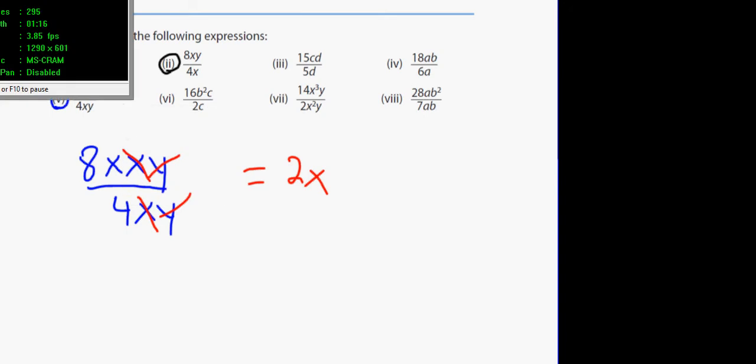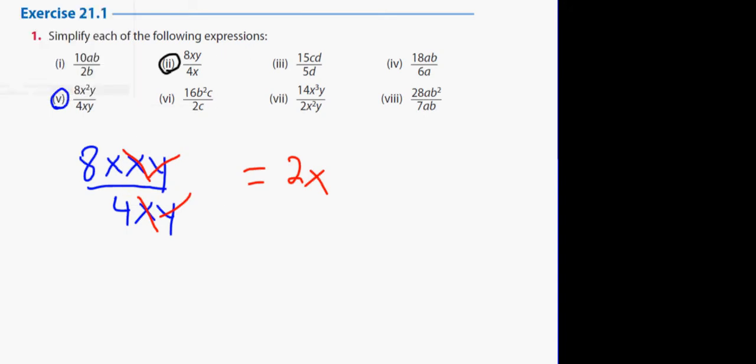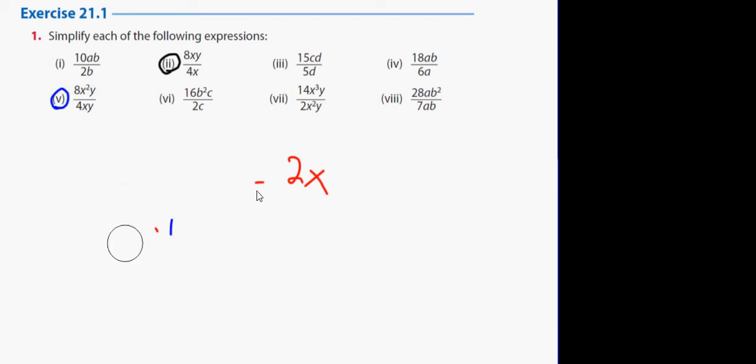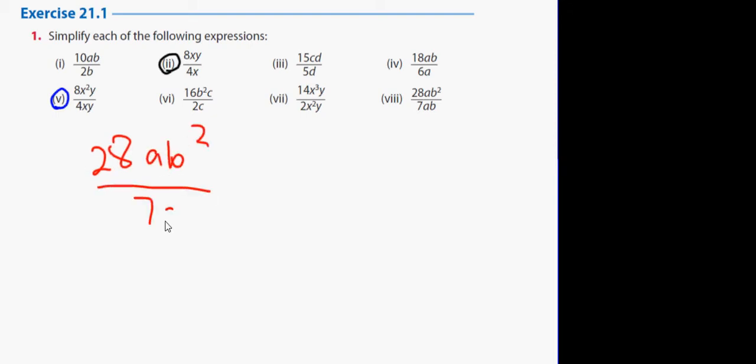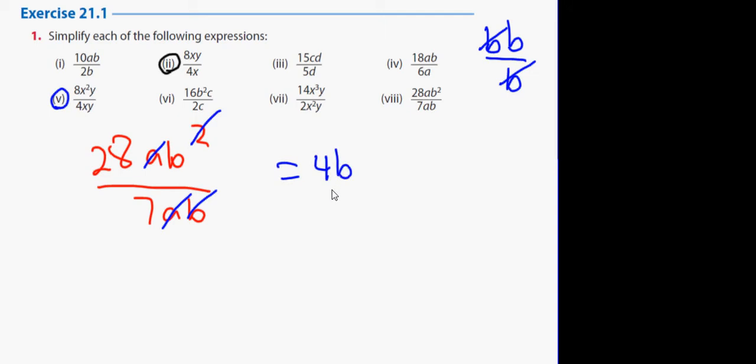Next one here is going to be part 8: 28ab squared divided by 7ab. Now, what's b squared divided by b, anybody? bb divided by b is b. Okay, a divided by a, they cancel. 28 divided by 7, so the answer is 4b. Is that right? Let's try another one.